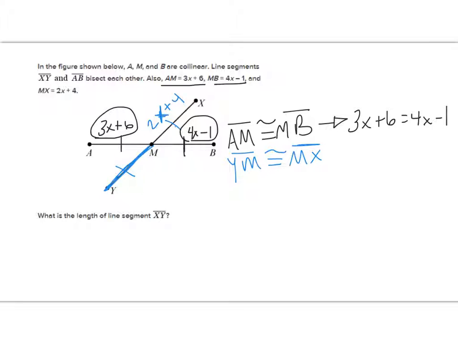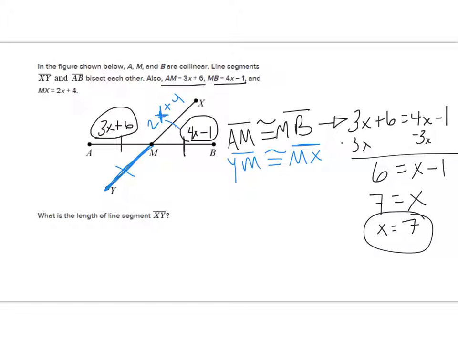And I'm going to subtract that 3x over to the other side of the equation so I can cancel it out. So then I'll have x minus 1 on the right. Adding the 1 over, I'm going to get that x equals 7. So knowing that x equals 7, I'm going to go ahead and plug that in. If x equals 7 for AM and MB, then that should also be true for MX.